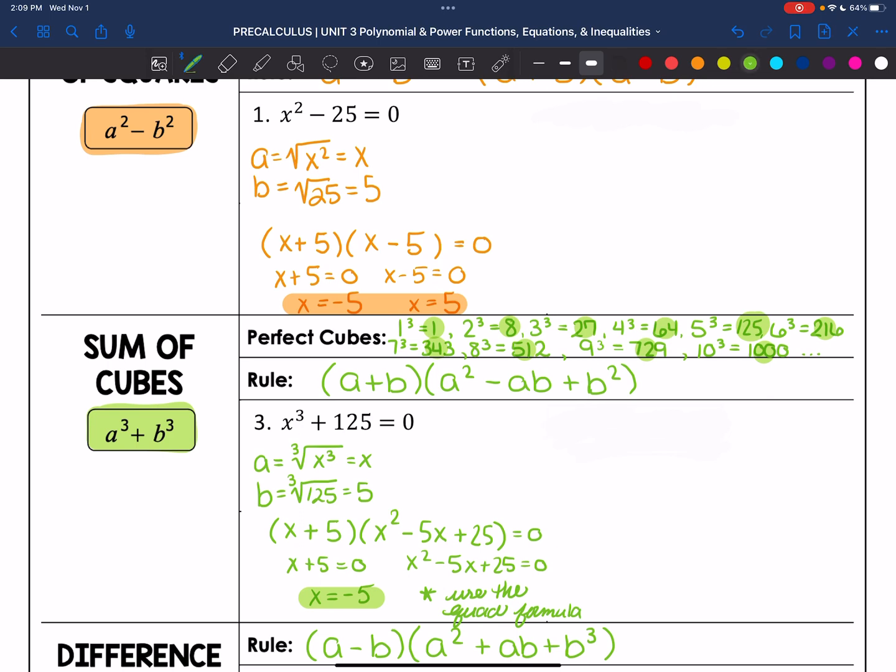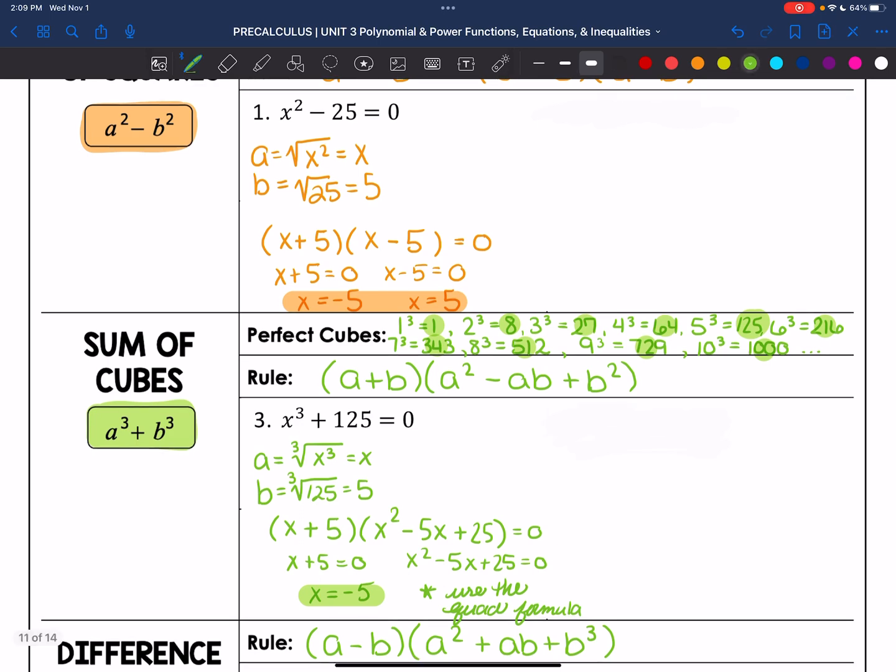Let's keep going here. Quadratic formula. For this one down here, I'm going to shift colors ever so slightly. You want to identify what is your A, your B, and your C that you're going to use in the quadratic formula. And that's from the a, the b, and the c of this trinomial. Our a was 1, our b is -5, and our c is 25.